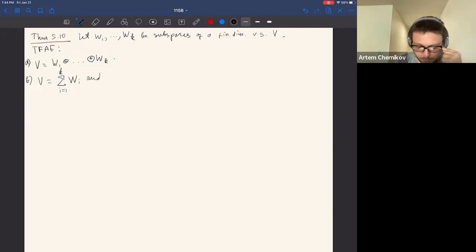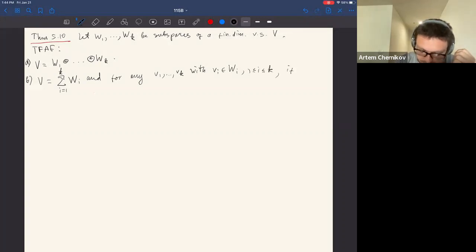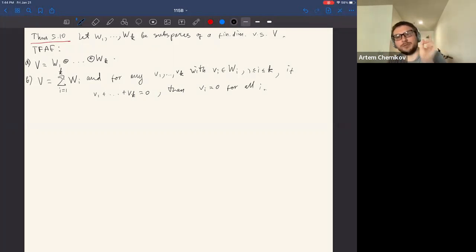And moreover, for any V1 through Vk with Vi a vector in the subspace Wi, so for all i between 1 and k, if we have that the sum of these vectors V1 plus through Vk is equal to 0, then in fact all of them are 0. So then Vi is equal to 0 for all i. So whenever we pick one vector from each of the subspaces, if their sum is 0, then each of them is 0. This is the condition B.